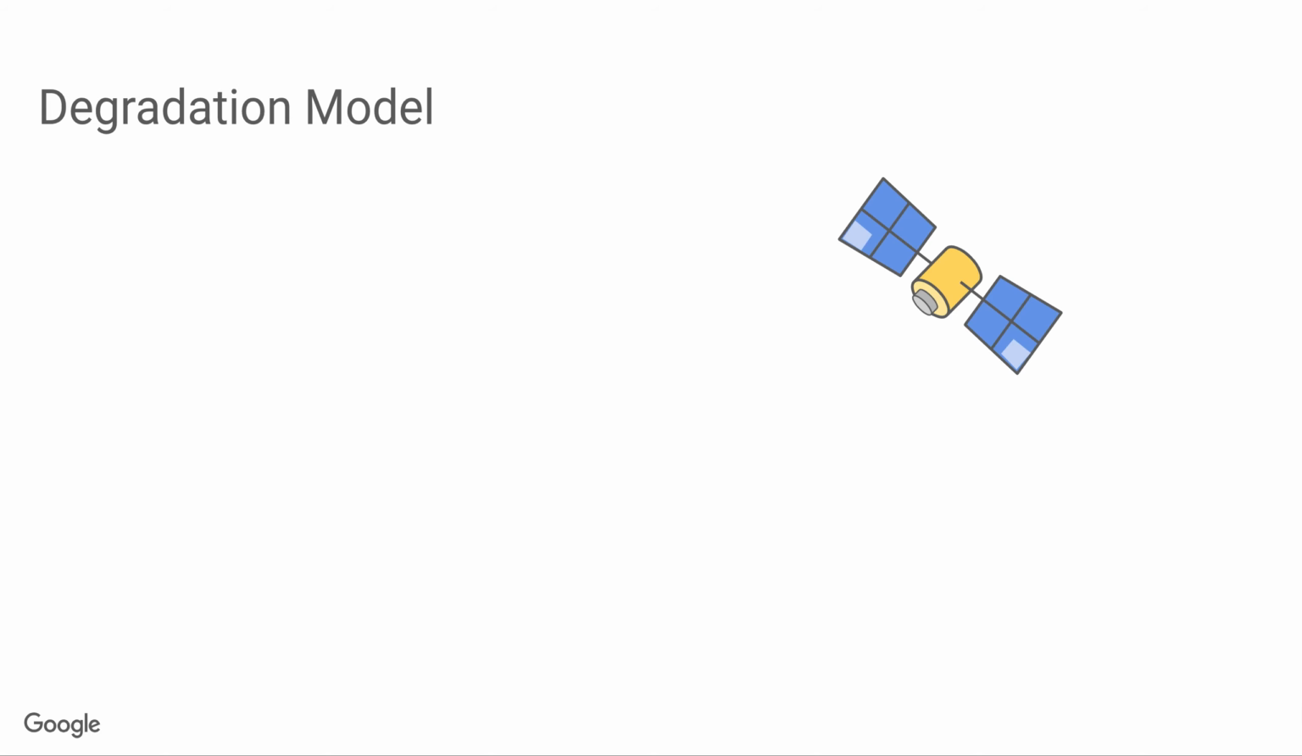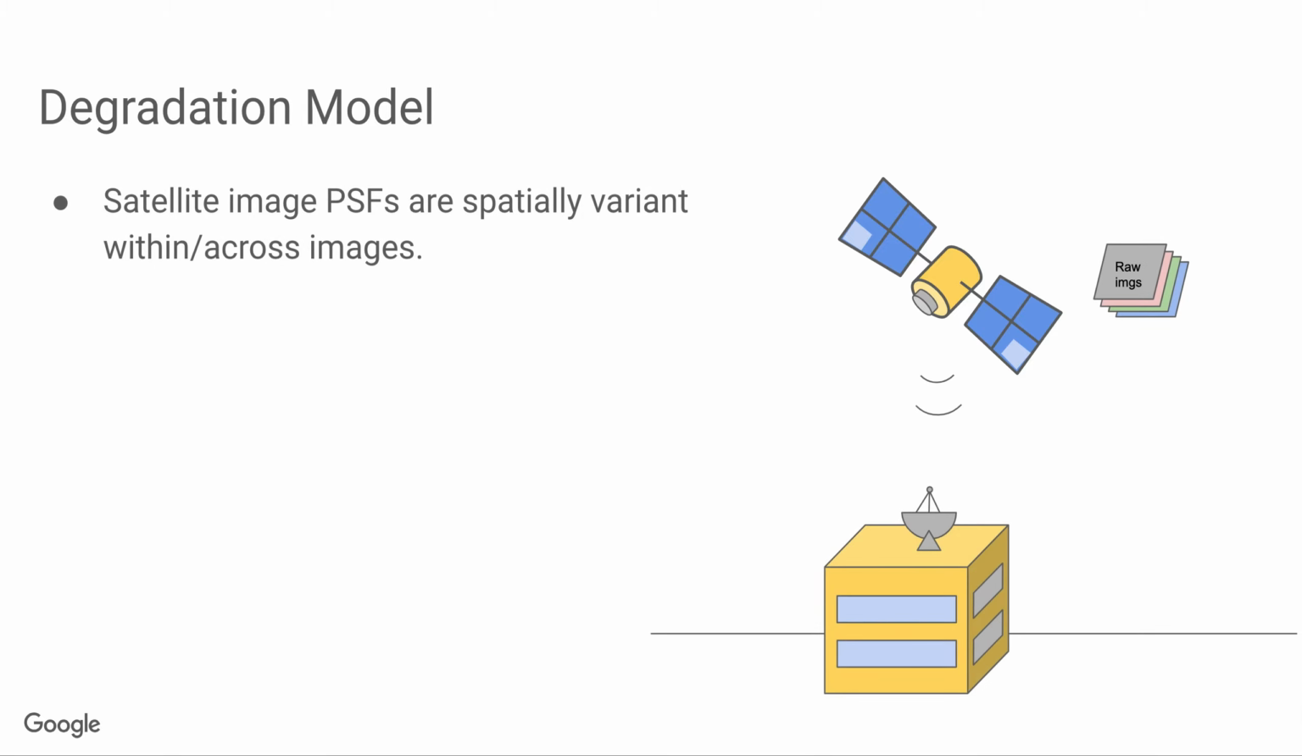Here are some conclusions from our analysis. First of all, the satellite image's optical point spread functions are spatially variant within and across images. However, it varies slowly over the space, so that locally it can be treated as invariant. And they may not be isotropic, since there could be some mild motion blur.